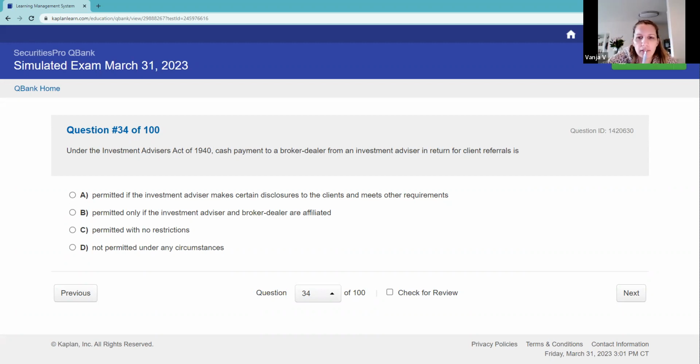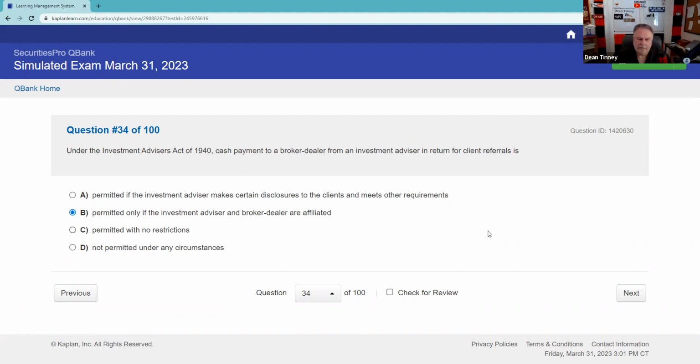It is permitted, but I know that it has to be registered, but that's not the question. Let's stick with B because they have to be affiliated in order to share. Now, if that were agents of the broker dealer, that would be true, but not true here.